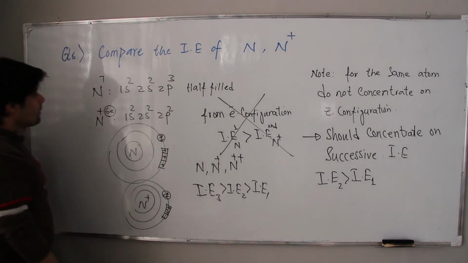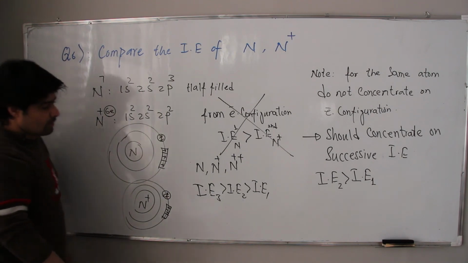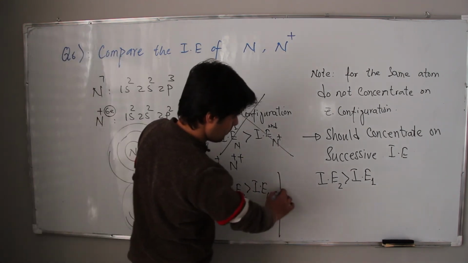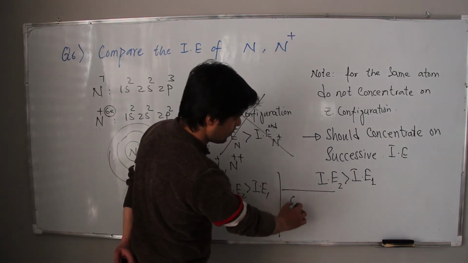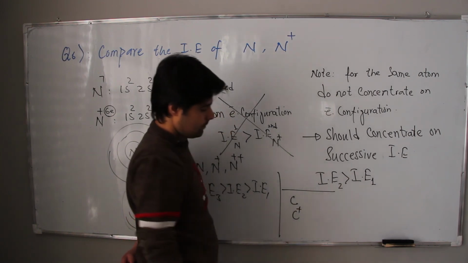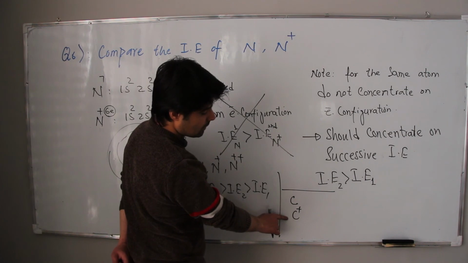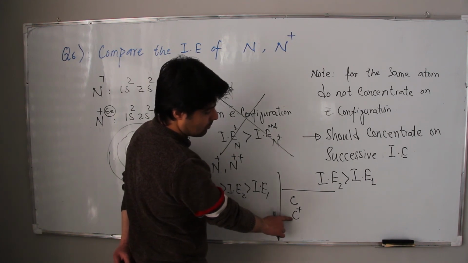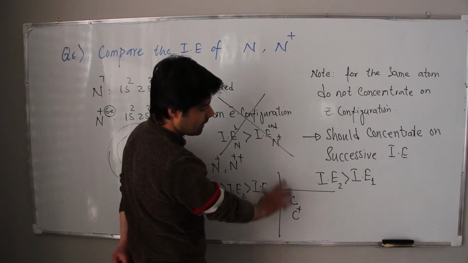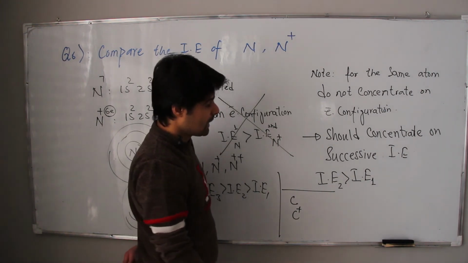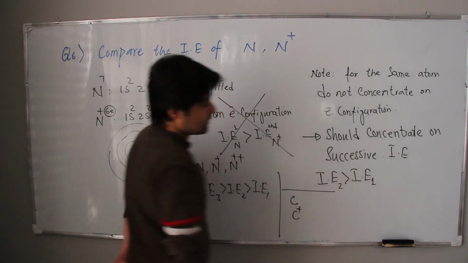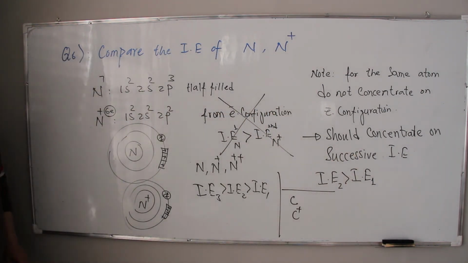Simply we can say, if you want to compare, for example, maybe for another atom, like carbon and carbon plus. Do not concentrate on electronic configuration. Carbon plus has more ionization enthalpy than carbon. Just focus on successive ionization enthalpy. I think you have got it.